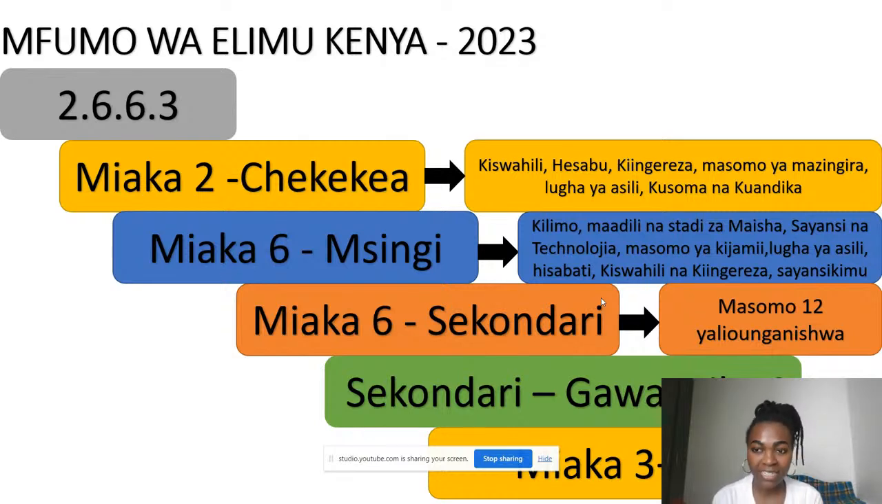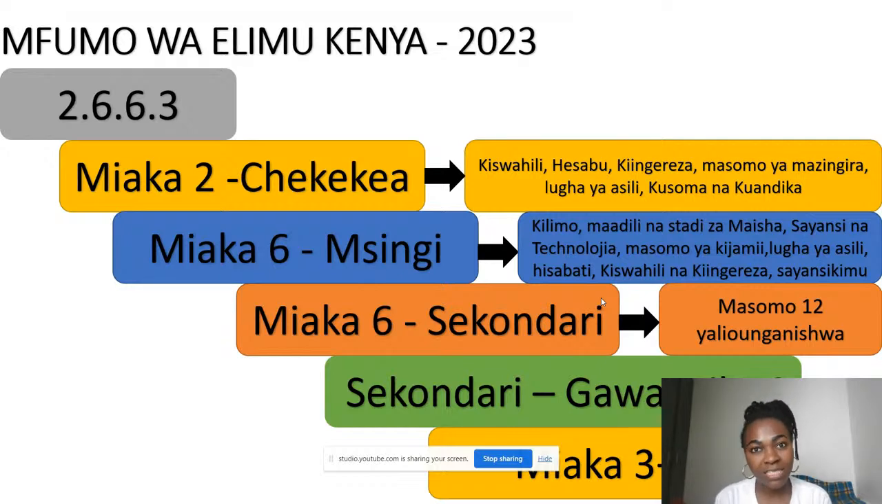Morality and life skills, maadili na stadi za maisha, pia sayansi na teknolojia, this is direct science and technology. You also have masomo ya kijamii, this is social science. Lugha ya asili, I've mentioned earlier, these are indigenous languages, Kikuyu, Kiluya, Kijaluo, Kikamba, and all those indigenous languages that are in Kenya. We also have hisabati or hesabu. This simply means mathematics. We also have Kiswahili na Kiingereza. Kiswahili, Swahili, Kiingereza, English. Science kimu, this is home science. Home science.